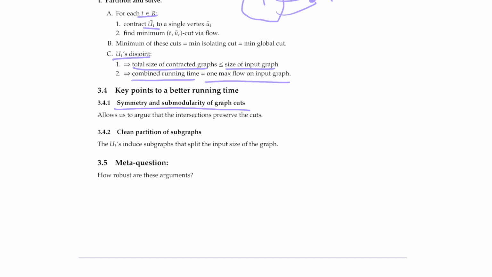And the other part that comes out of graphs naturally is that when we look at the intersections and these subproblems, we really cleanly partition the input. So the fact that the U sub t's induce subgraphs that are really edge and vertex disjoint means that the second stage of max flow problems is also very fast.